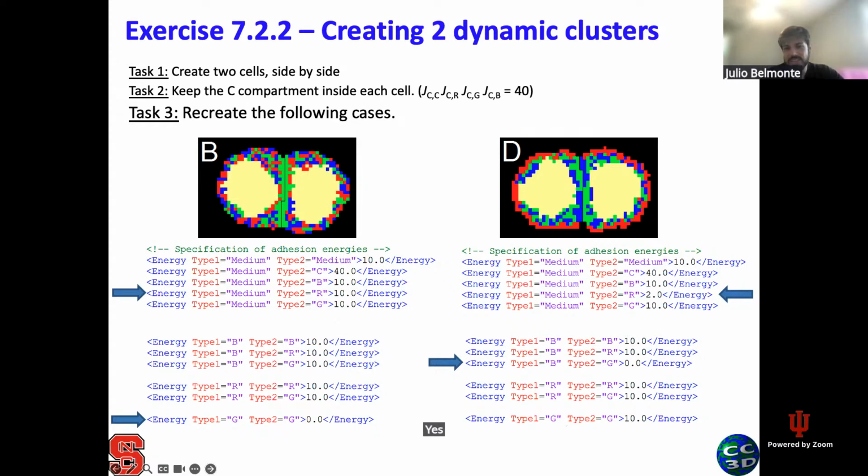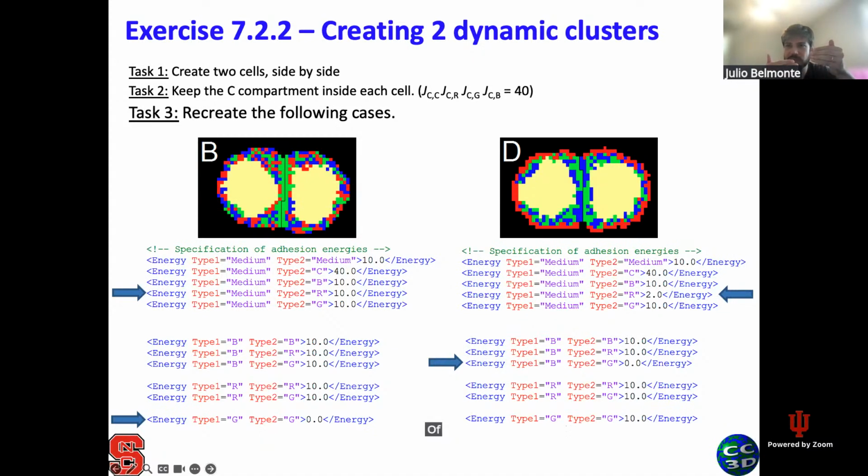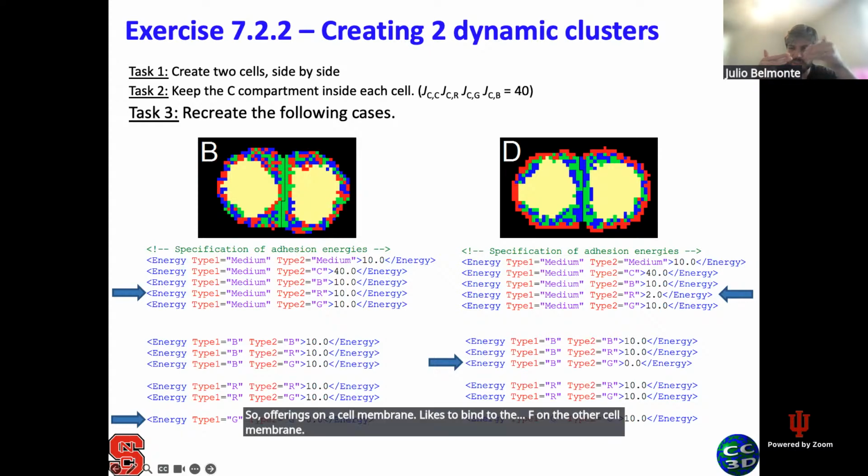Yes, you want them to colocalize with one another. So that's going to be a simulation of Fs and F rings. Okay, so these are two transmembrane proteins that do not interact with others of their own kind, but only interact with the other kind. So a heterotypic interaction. So F rings on a cell membrane like to bind to the Fs on the other cell membrane. Okay, so that's what they do.